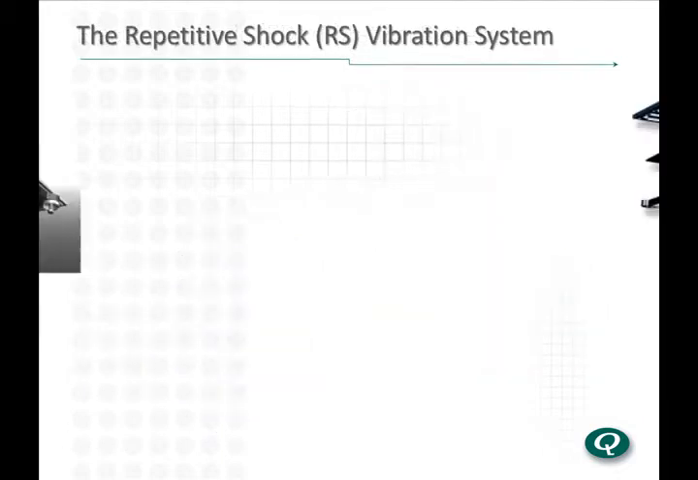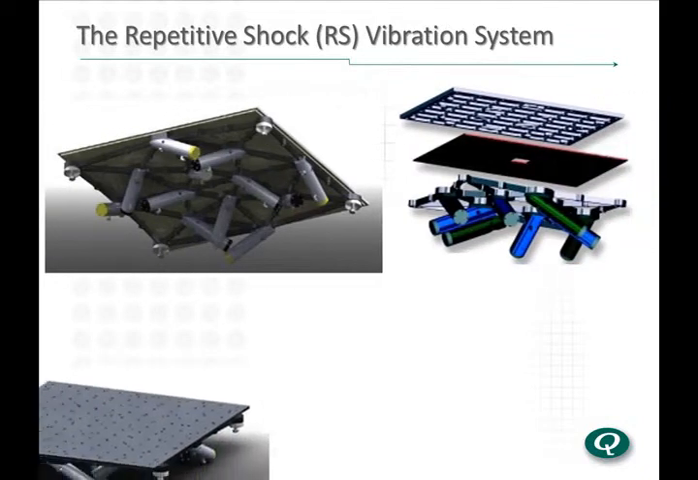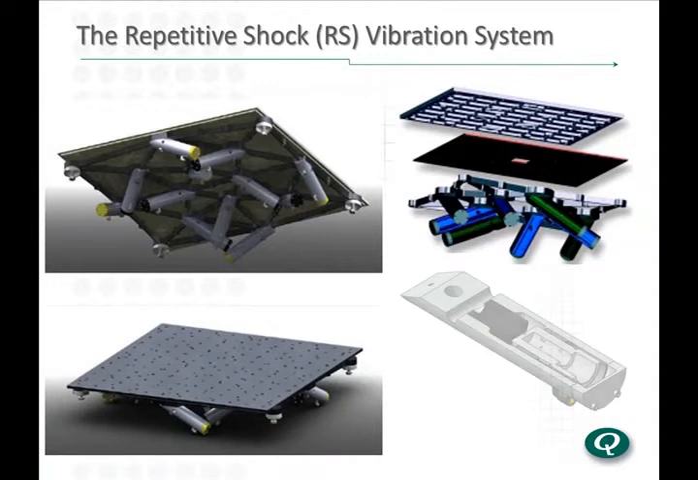An RS vibration system consists of a semi-rigid table and understructure with several pneumatic actuators that are mounted to the underside of the table. The table is driven by continuous repeating shocks from these actuators.